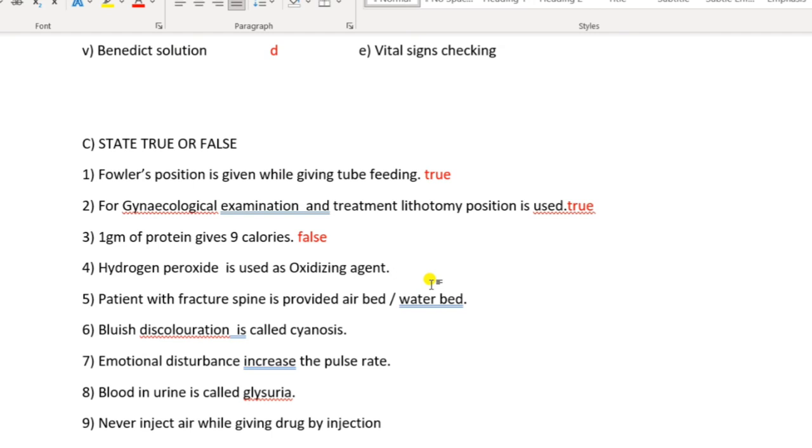Now, question number 4, hydrogen peroxide is used as an oxidizing agent. Yes, so we use hydrogen peroxide for bed sore dressings. Then question number 5, a patient with fractured spine is provided an air bed or water bed. Because in fractured spine patients there is a chance of getting bed sores. To prevent bed sores, we provide an air bed or water bed. Question C is a true statement.